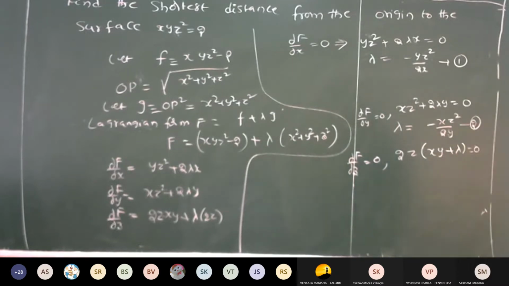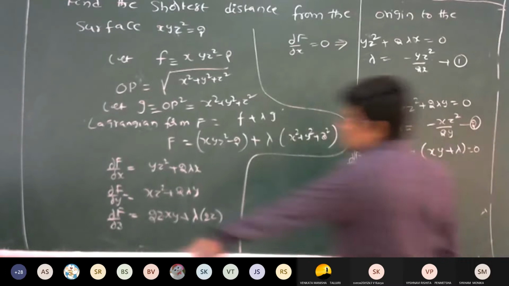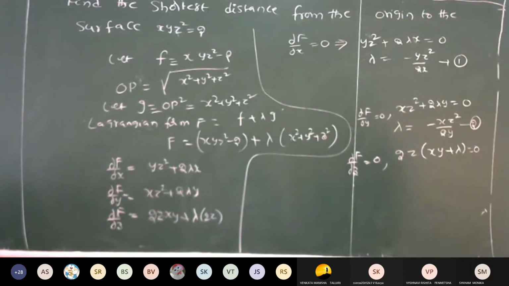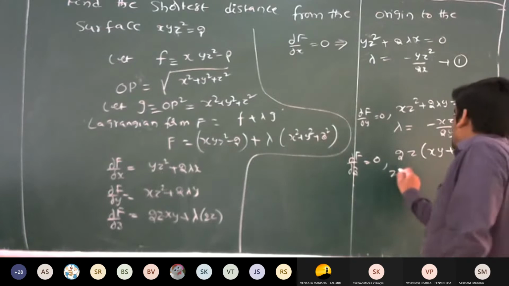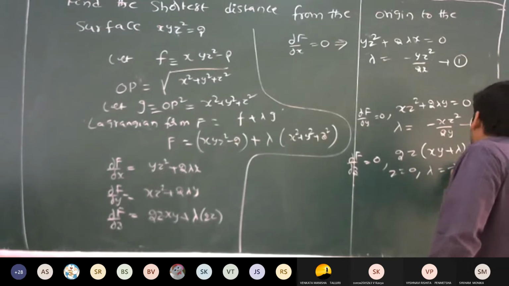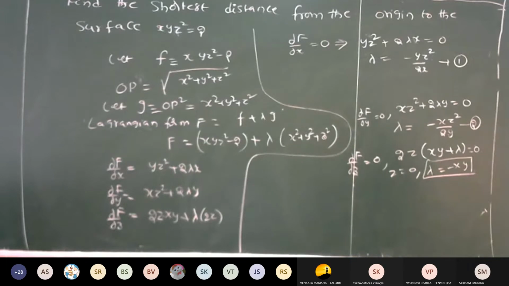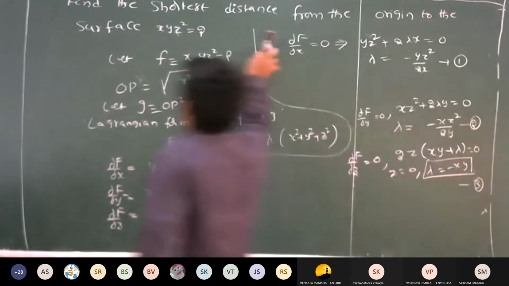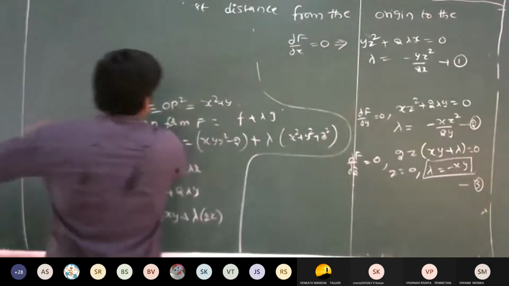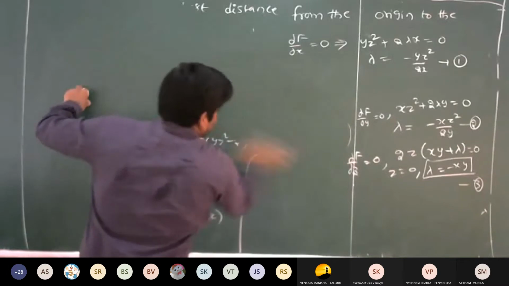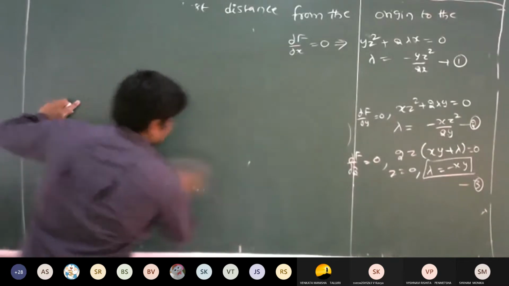Is it clear? That is the third one, dou f by dou z is equal to 0. Here 2z is the common factor, so xy plus lambda is equal to 0. So z is equal to 0 and lambda is equal to minus xy. Is it clear? Now this is equation number 3. Equating the equations, you will get the required values of x, y, z.